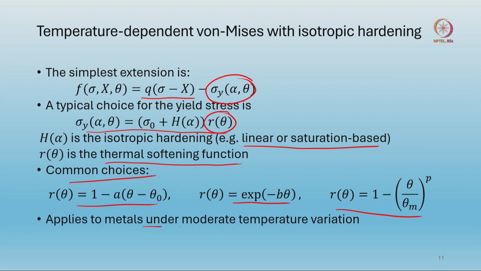This applies to metals under moderate temperature variations, the typical temperature variations you will see in practice, including the cases which often undergo extreme plastic deformation like manufacturing, forging of components and metal forming. Even in those cases this could be applicable.